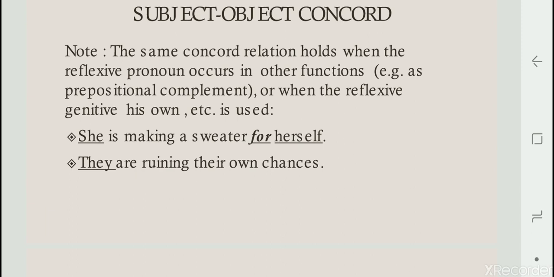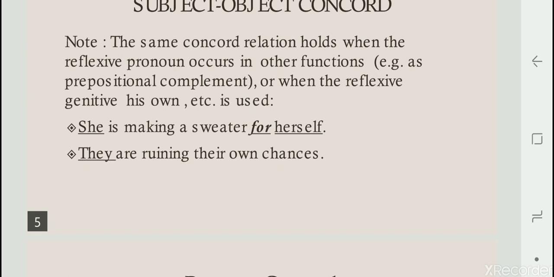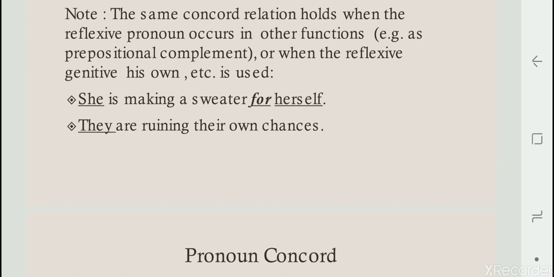Notice here we don't have an object. I mean, herself is not the object here, rather it is an adverbial as it comes as a complement for the prepositional phrase, the preposition for here. So here also we have the three types of concord: concord of person, concord of number, and concord of gender. So here it is not the object, it is a prepositional phrase. So the element within this sentence is an adverbial, as you know.